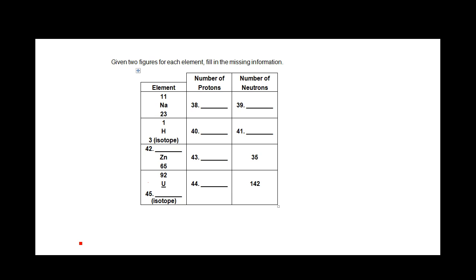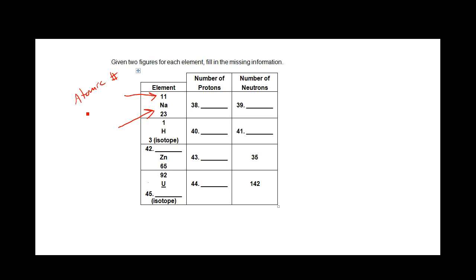Alright, so here we go. Let's just look at what we have. We have sodium, and then we have 11 on top and 23 on the bottom. I think in the notes I just did, I had it in a different order, but that's okay. The smaller of the two values is always the atomic number.